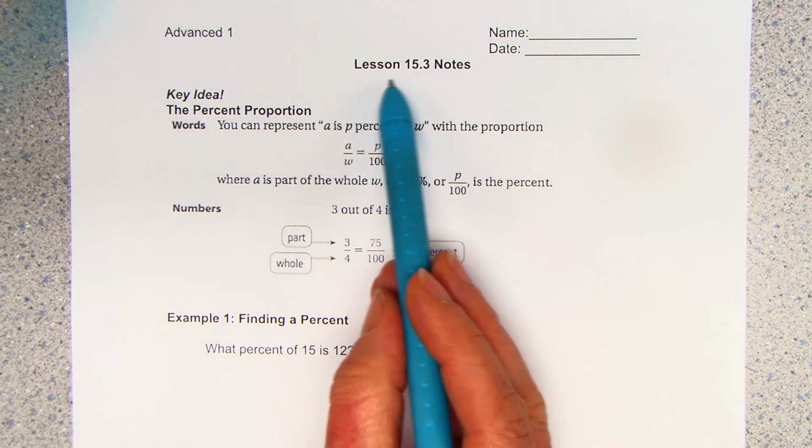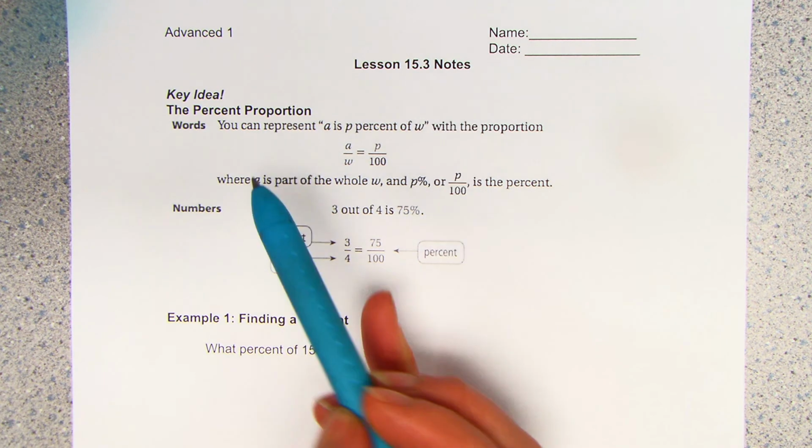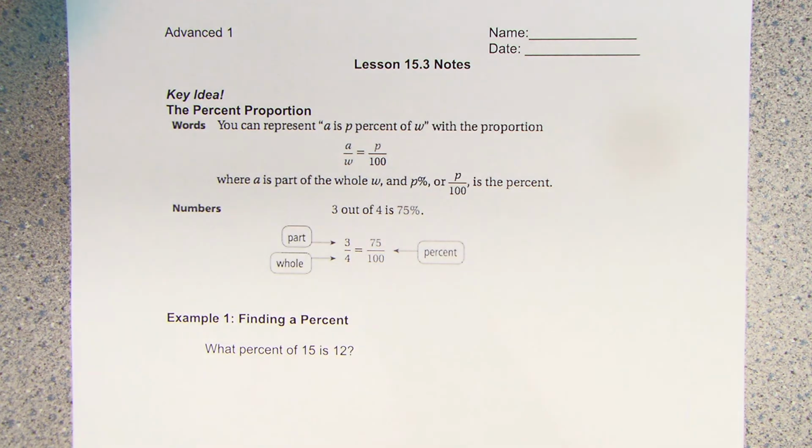This is the lesson 15.3 notes. This is the last chapter from the Advanced 1 book. Section 15.3 is on the percent proportion.